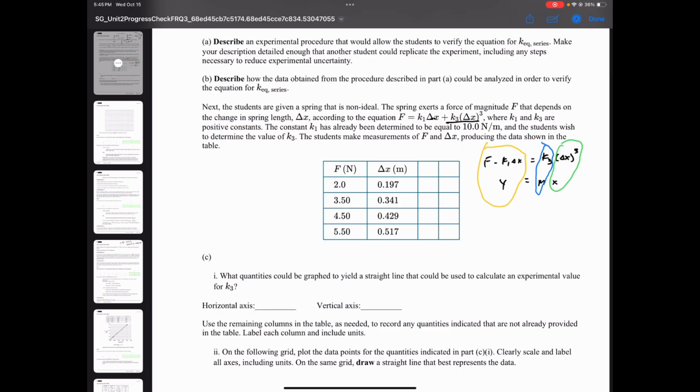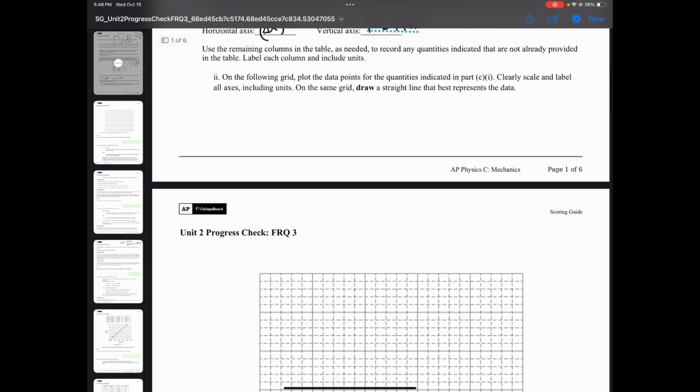We're not going to worry about the y-intercept for now. But the fact that the slope of that line is equal to K3, what we're trying to calculate, that's just how you have to set up the equation, right? You need K3 times your independent variable, which in this case is how much you stretch the springs. So on the horizontal axis, you'd want to put delta x cubed, okay? And then on the vertical axis, you'd want to put F minus K1 delta x. And then if you plot that data, the slope of that line will give you K3.